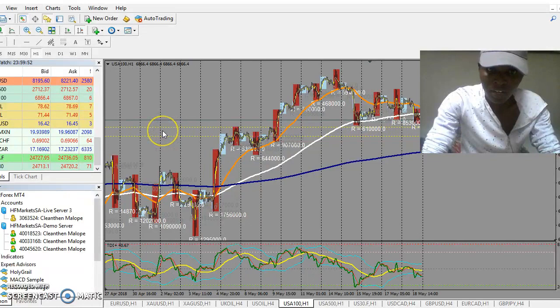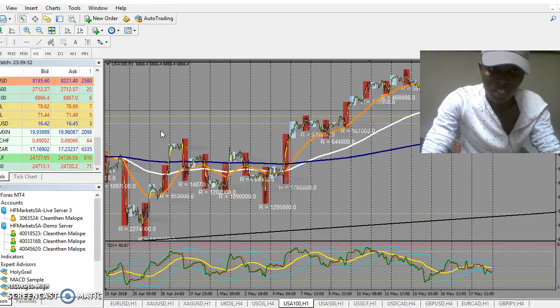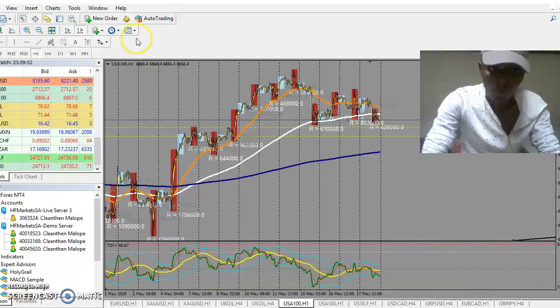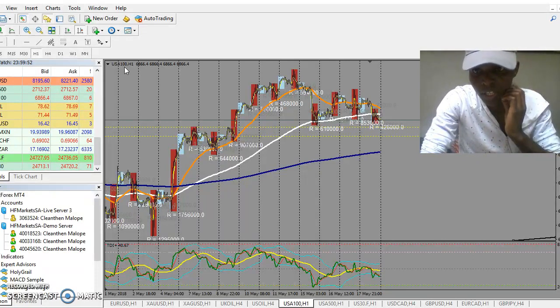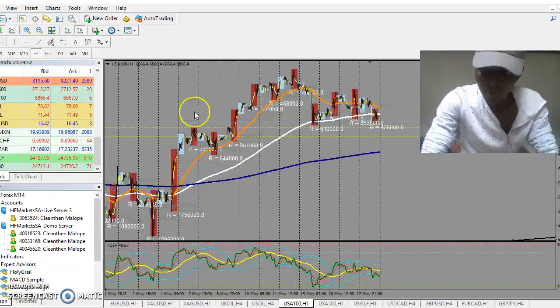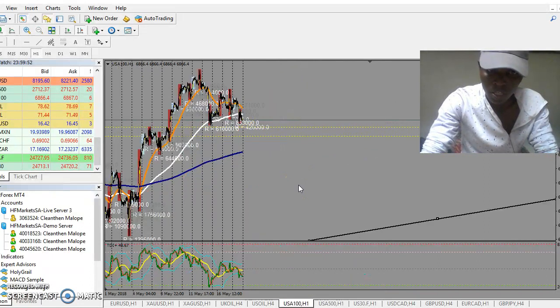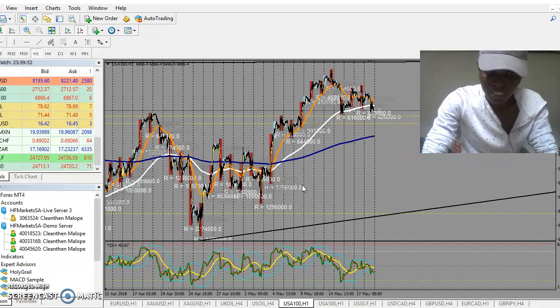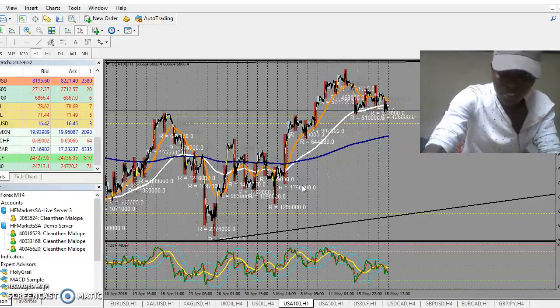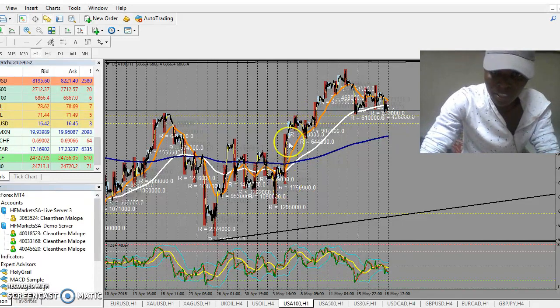As you can see, I've opened my chart here, and this chart is a 1 hour chart of the US 100. Another name for it is Nasdaq. I want to zoom out. When I zoom out, you can see the patterns here.